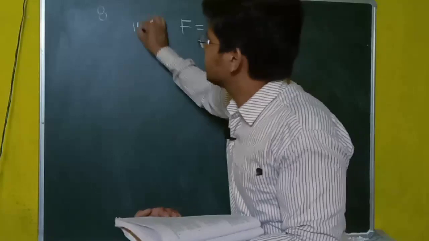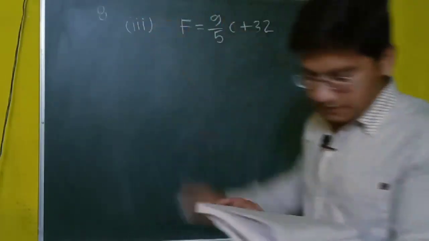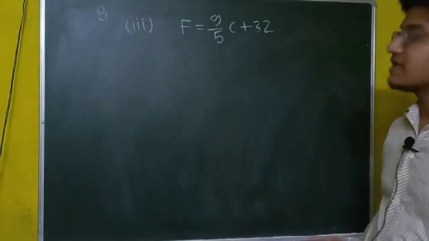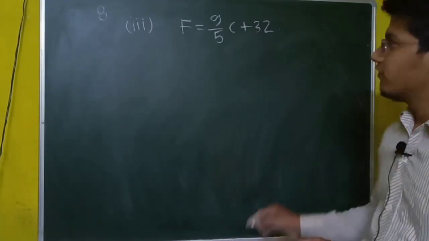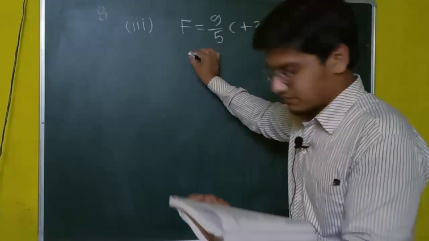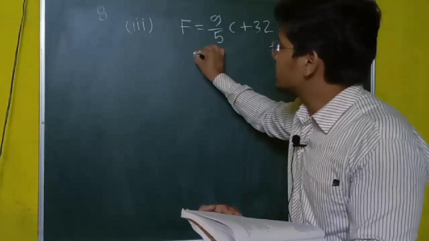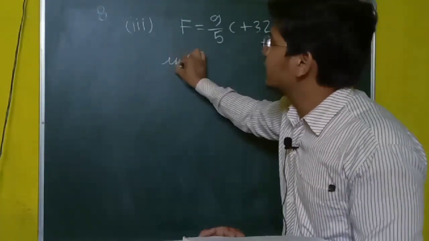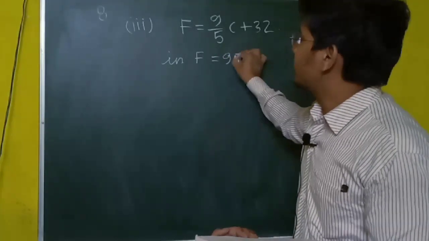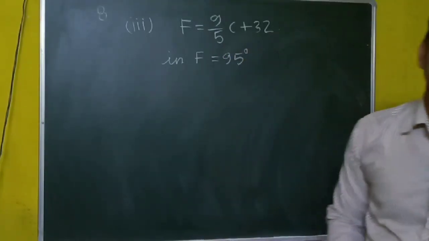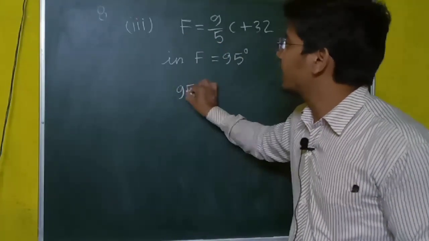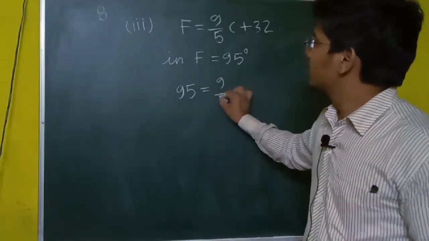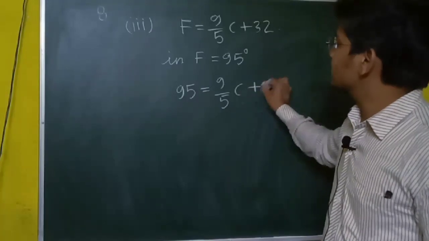Now in the third question, they are asking: if the temperature is 95 degrees Fahrenheit, so the temperature is given to us in Fahrenheit, it is 95 degrees. We have to find the temperature in degrees Celsius. So in place of F we will write 95 equals 9 upon 5 C plus 32.